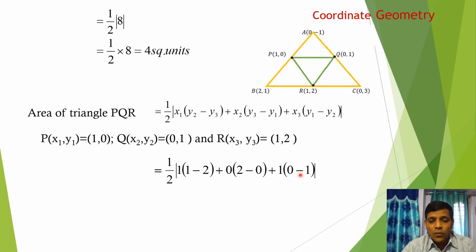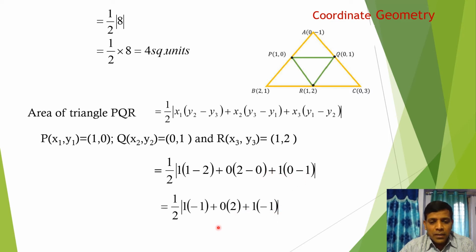So 0 minus 1. Now next, half into 1 into (1 minus 2). 1 minus 2 we get minus 1. 1 into minus 1 plus 0 into (2 minus 0) we get 2. So 0 into anything is 0, plus 1 into (0 minus 1), we get minus 1. Right, on the next step, half into 1 into minus 1 plus 0 into 2, plus 1 into 0 minus 1.